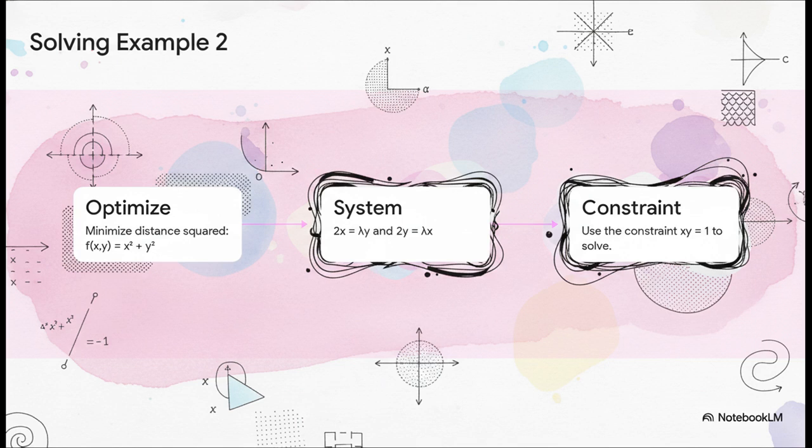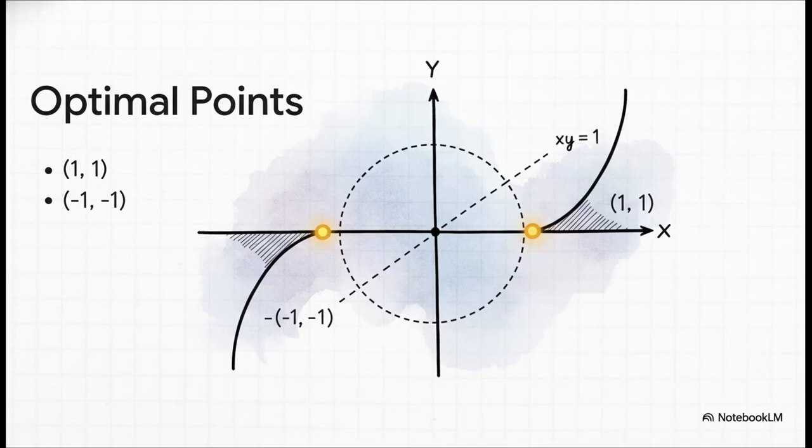So we set up our Lagrange system again, and we get 2x equals lambda times y and 2y equals lambda times x. And again, after a little bit of algebra, we find that same relationship. X squared has to equal y squared. But we also know from our constraint that xy equals 1, which means x and y have to have the same sign, either both positive or both negative. That leaves us with only two possible points that are closest to the origin, (1, 1) and (-1, -1).